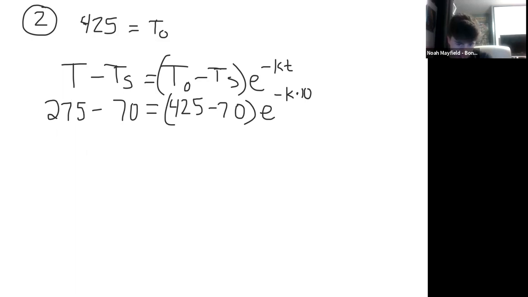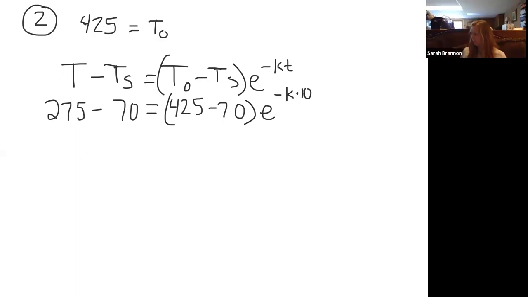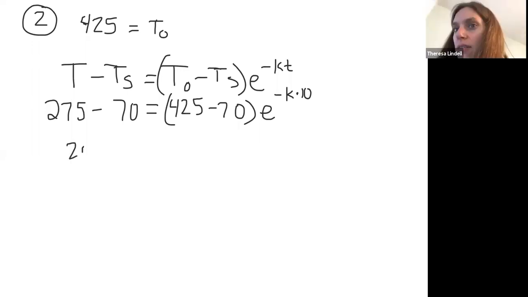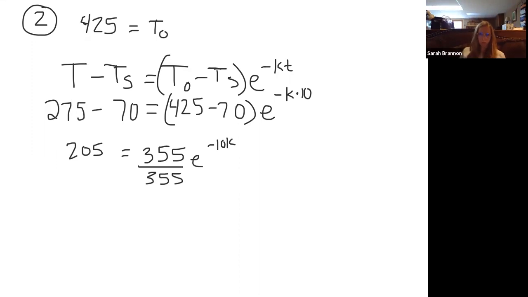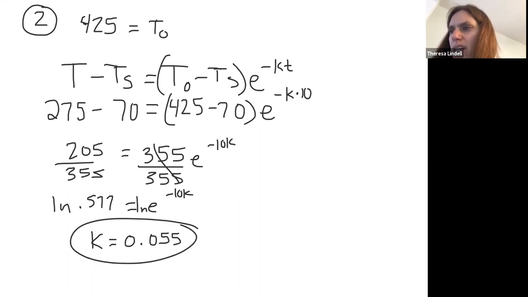that you solve, and I'm going to grab my work here so you guys can see what I did. I already had my work done. So I subtracted 205 here, and then 355 here, e to the negative 10k, and then I divided by 355. ln. I think that's like 0.577 or something like that, e to the negative 10k, and then I ln'd and then divided by negative 10, and I got k equals 0.055. Is that okay with everybody?